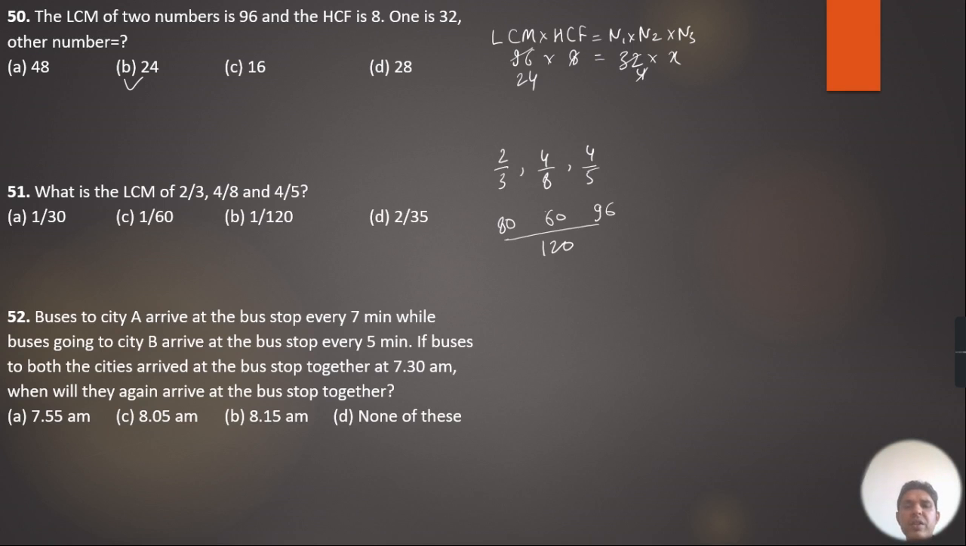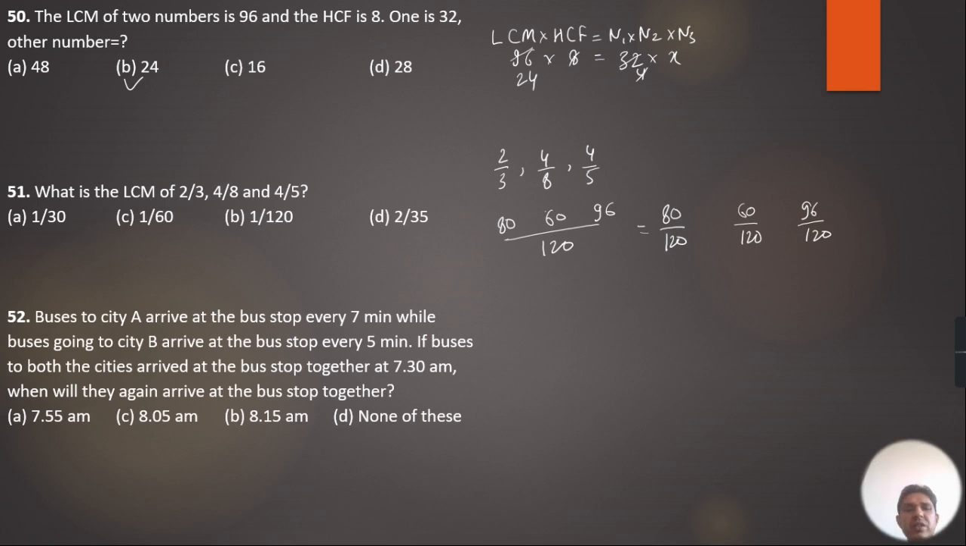So we can check accordingly the number that can divide all the given numbers will be, okay, for the safer side we can take it as 80 divided by 120, 60 divided by 120 and 96 divided by 120, right? So we can check one by one.